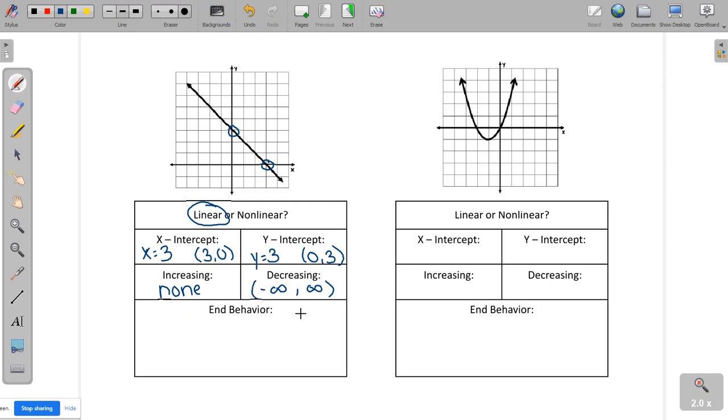Now let's describe the end behaviors. So let's look at x here. As x increases, what is happening? Our y is decreasing, so we can write that. So as x increases, y decreases.